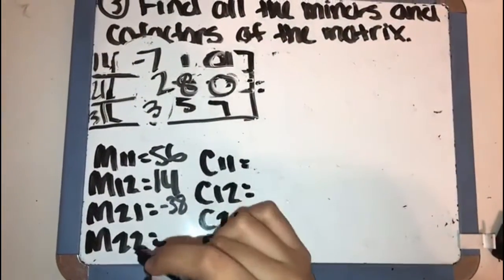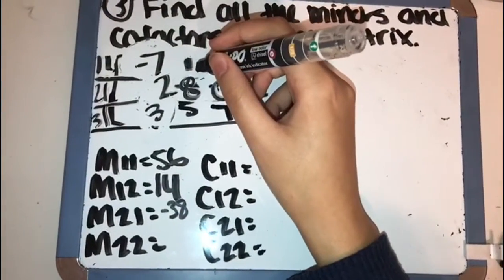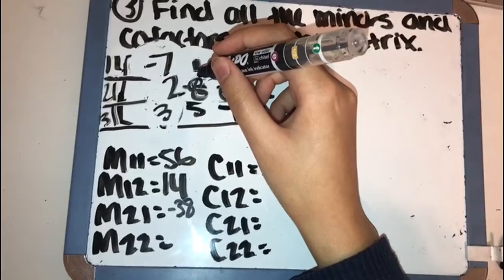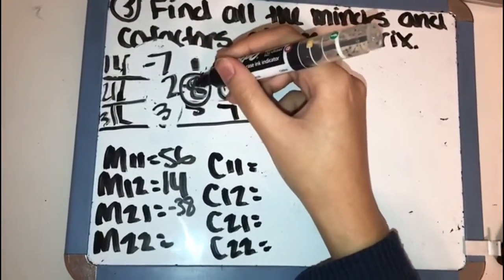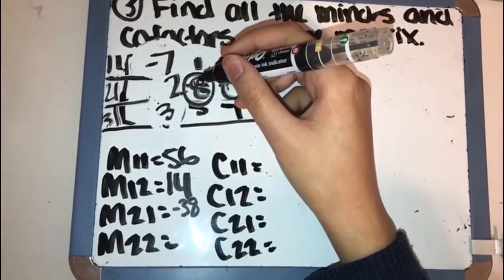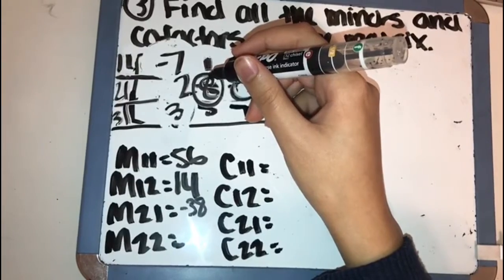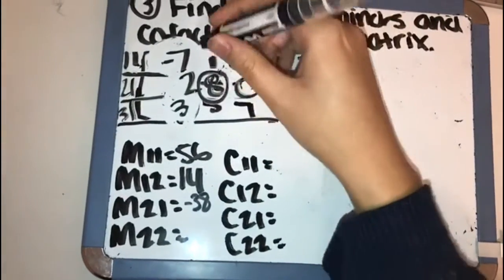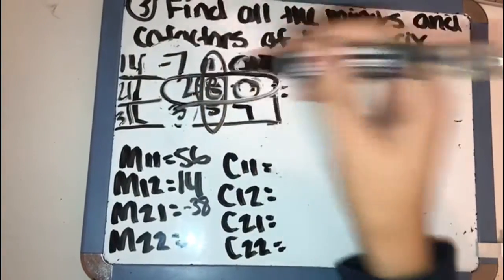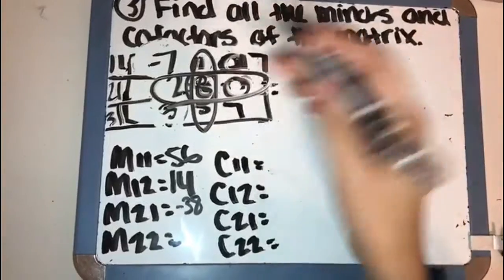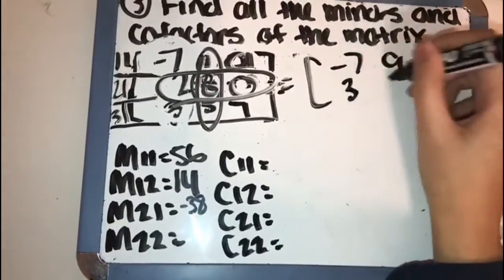So now we have to do M21. Now M minus 21 would be right here basically. So 8 is the number for M21, right? And when we do that, what should it be? So basically we're gonna cross out all of this, and then we're gonna cross off this in the middle. So it's kind of like a T. So this would equal -7, 9, 3, and 7.